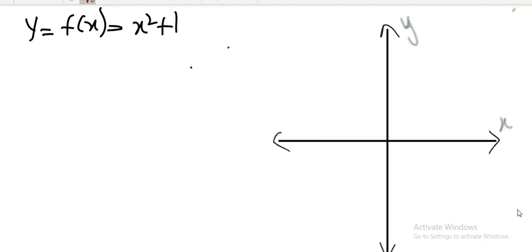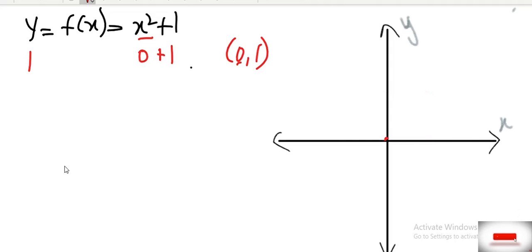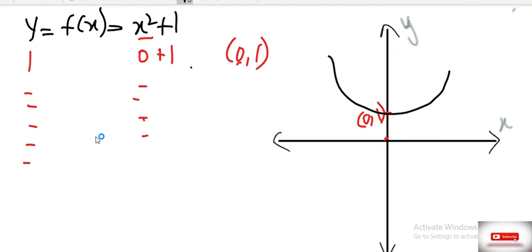We will attempt to draw an approximate graph of this function. When x = 0, then 0 plus 1 is equal to 1. It means y = 1. The point is (0, 1), which will be one of the points on the graph. You can see that we draw this point on the y-axis, and if you try more values, you will get a parabola like this.